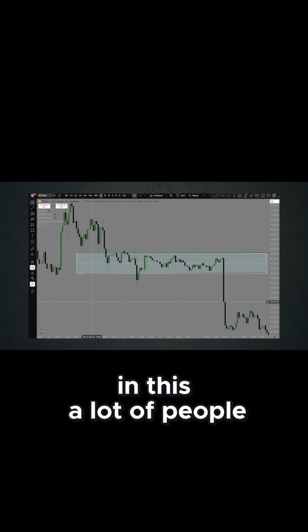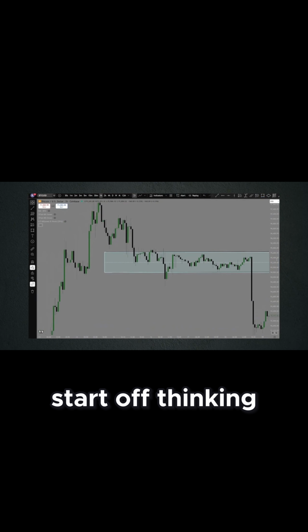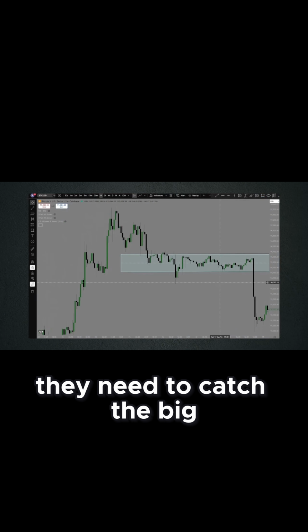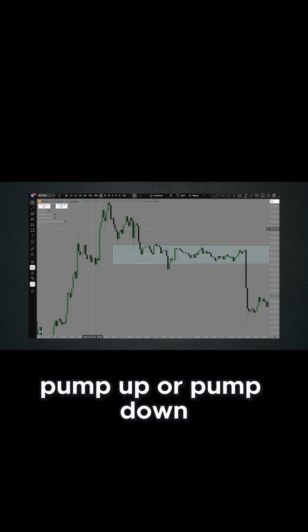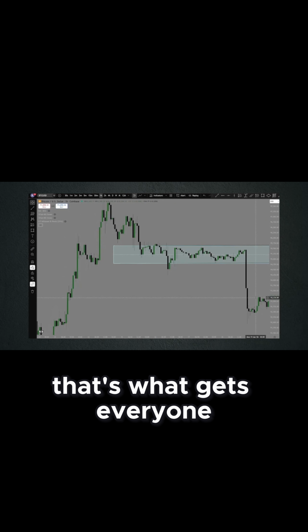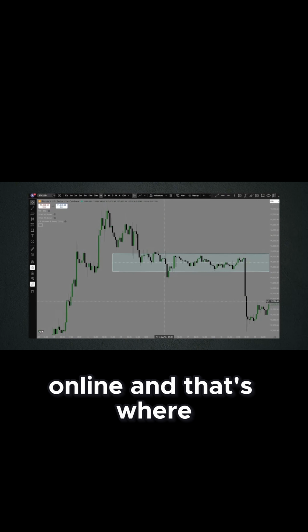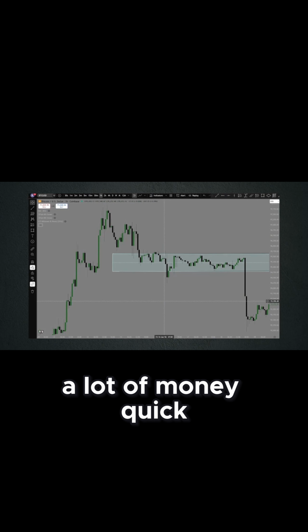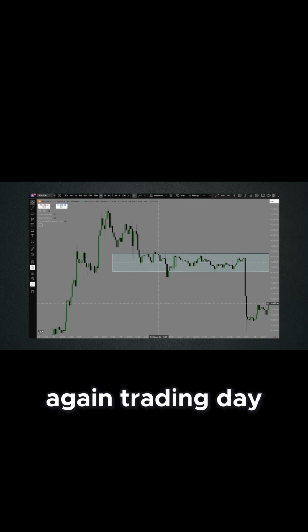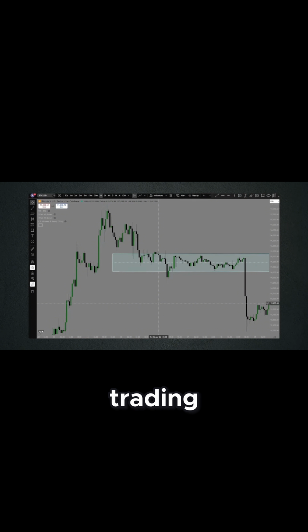a lot of people especially start off thinking they need to catch the big pump up or pump down because that's what gets everyone excited. That's what everyone sees online, and that's where people think you're going to make a lot of money quick. Again, day trading is a game of patience. If you don't have patience, you're starting off on the wrong foot.